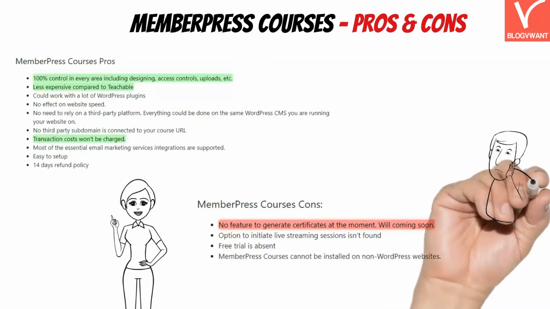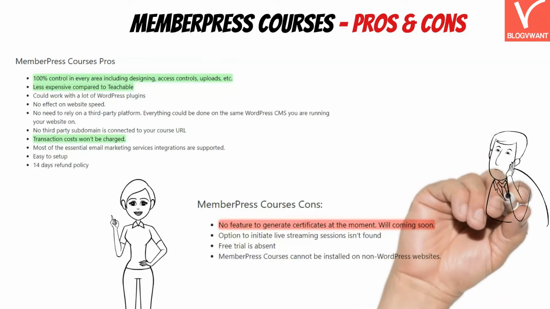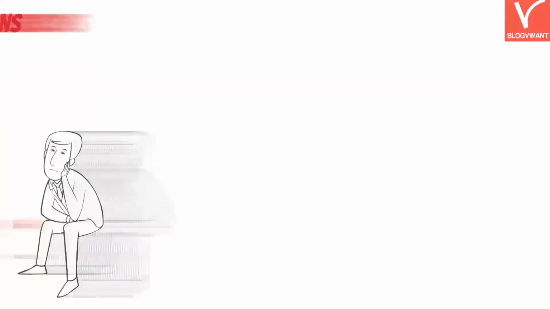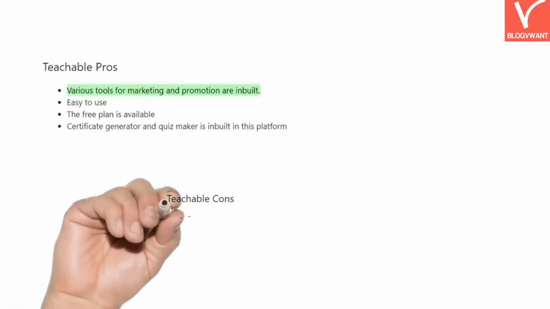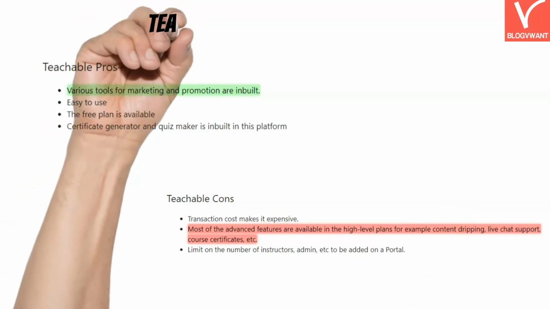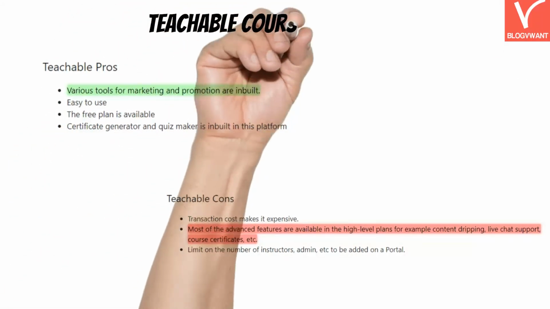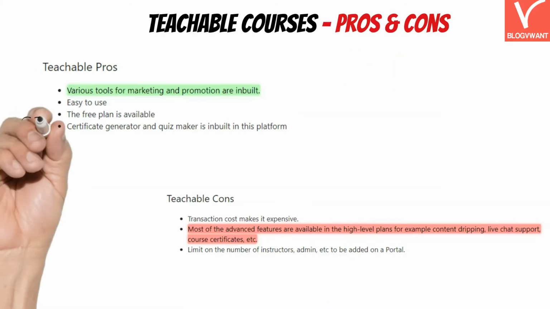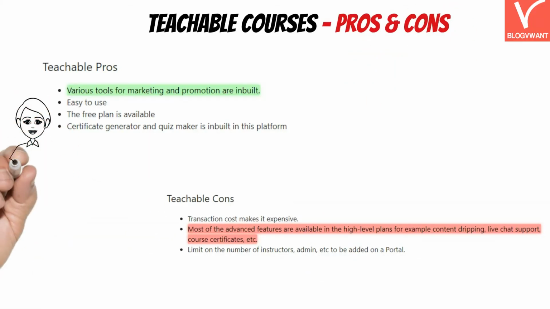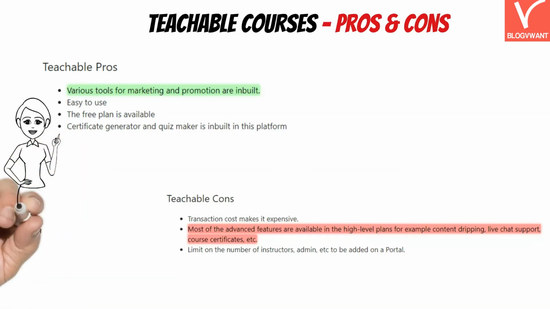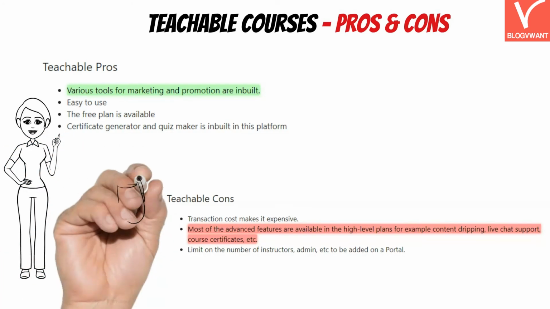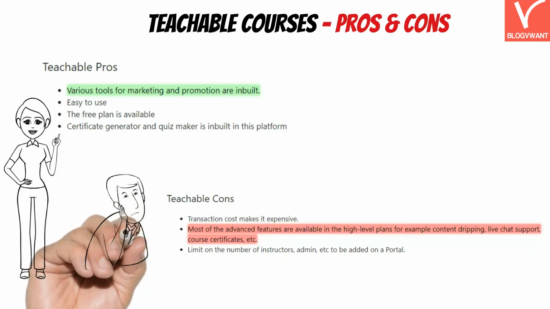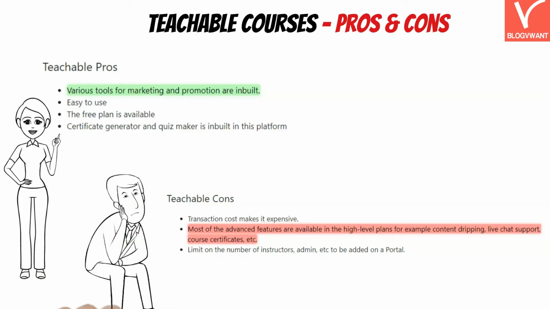But I think it's not a really big issue because we as marketers already have a good hands-on tool like Canva.com, which is great and free to generate certificates. But inside Teachable you get the certificate maker as well as a quiz maker. And yes, marketing tools are the major pros here. However, when we talk about Teachable cons, apart from the high pricing, we found that most of the advanced features are available in the high-level plans, for example content dripping, live chat support, course certificates, etc. Well, that doesn't make sense to me. I mean, these are must-have features and should be available in all the plans.